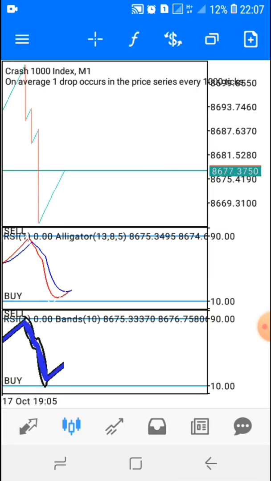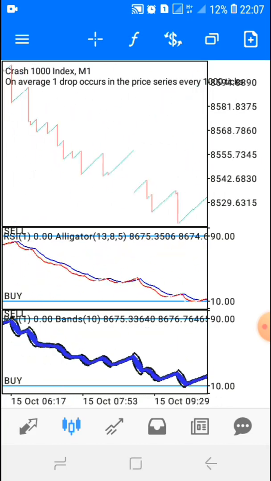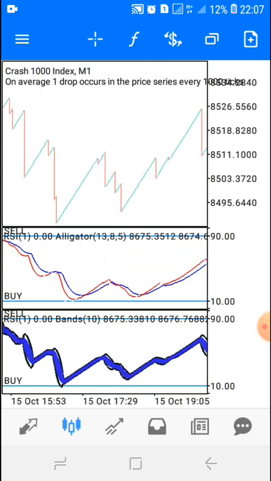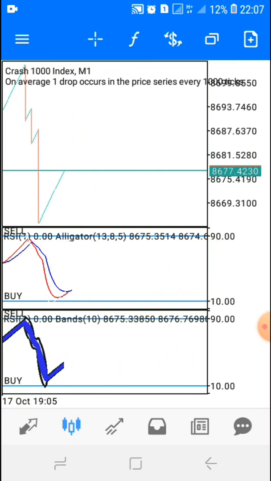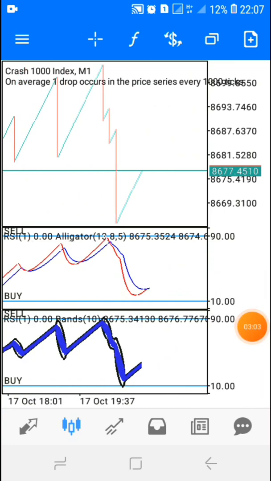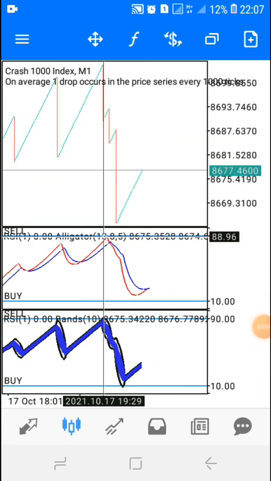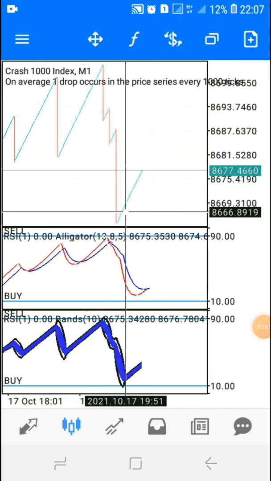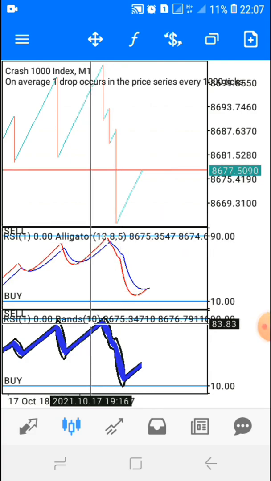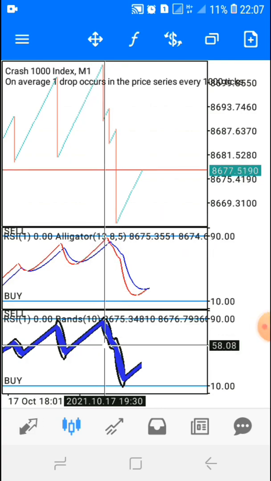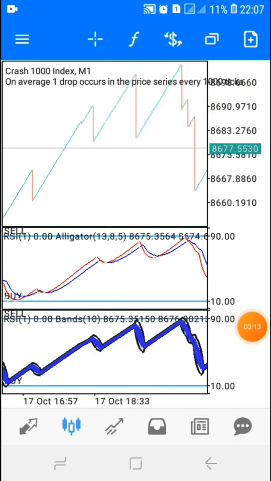Okay, so this is how it looks. As you guys can see, we have our Bollinger Bands plus our alligator on the screen. In the first indicator window, we have the alligator with the RSI, and on the second indicator window, we have the Bollinger Bands and the RSI. As you know, the strategies that I give out on this platform of mine are easy.